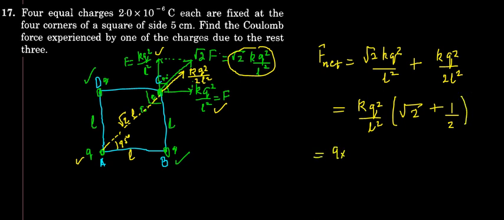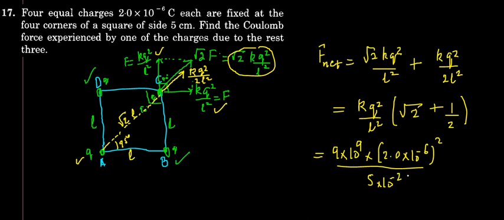K is 9 into 10 to the 9, and the charge on each vertex is 2.0 into 10 to the minus 6. So 2.0 into 10 to the power of minus 6, whole squared, divided by the distance square. What's the side length? That's 5 centimeters. That's 5 into 10 to the power of minus 2. You square it, and this is root 2. We can take 1.414, 1.41 plus a half, that is 0.5.